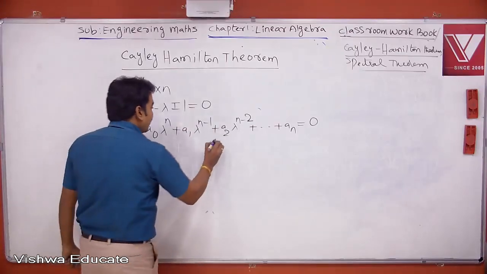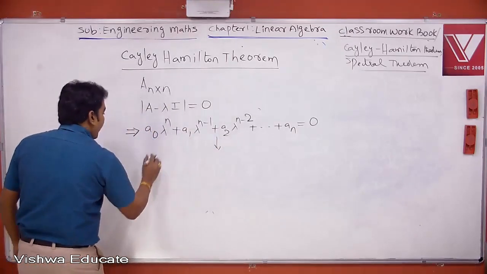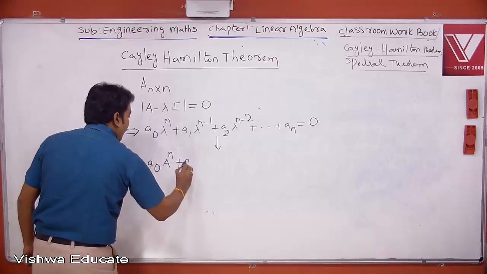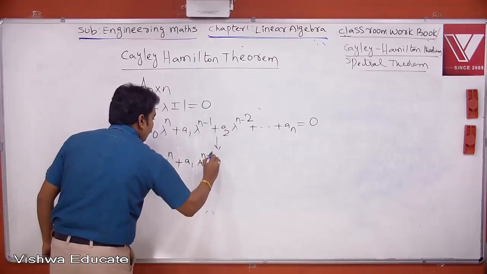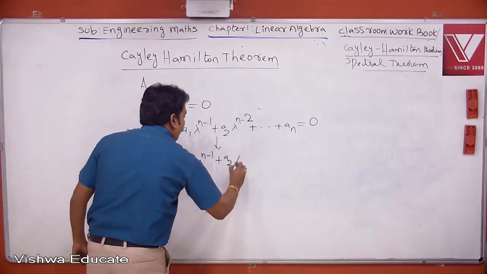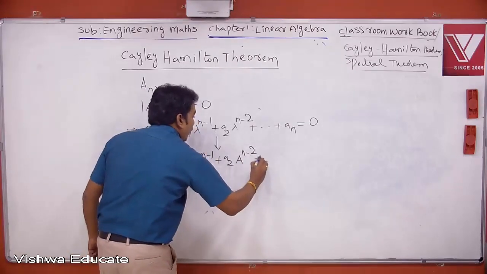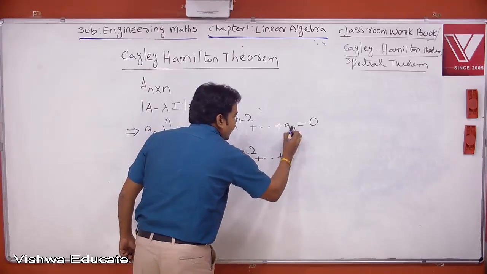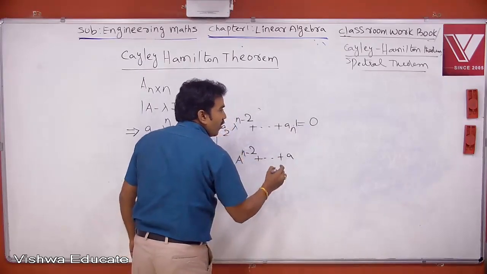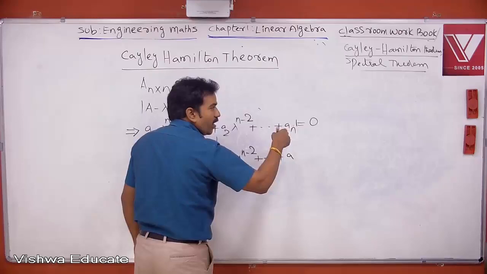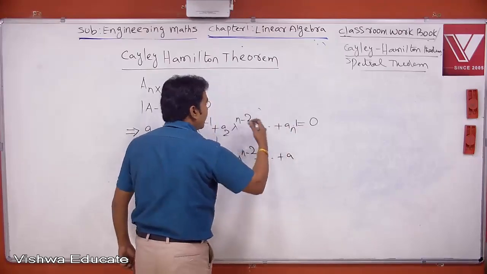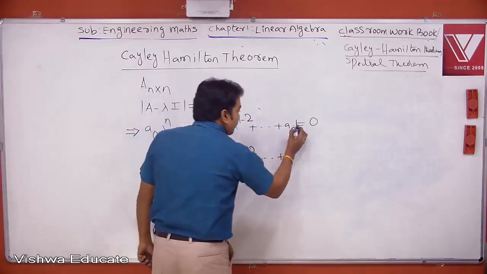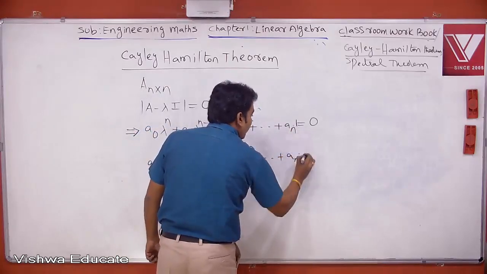Now, in this expression, replace lambda by A. So, a0 into A power n plus a1 into A power n minus 1 plus a2 into A power n minus 2 plus and so on. At the last, the constant an is basically an into 1. For which matrix are all eigenvalues 1? The identity matrix. Of course, even some other matrices have eigenvalues 1, but here 1 is replaced by I.